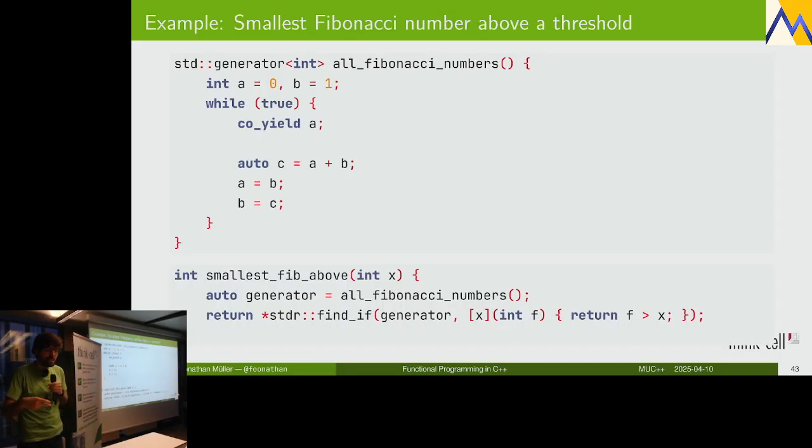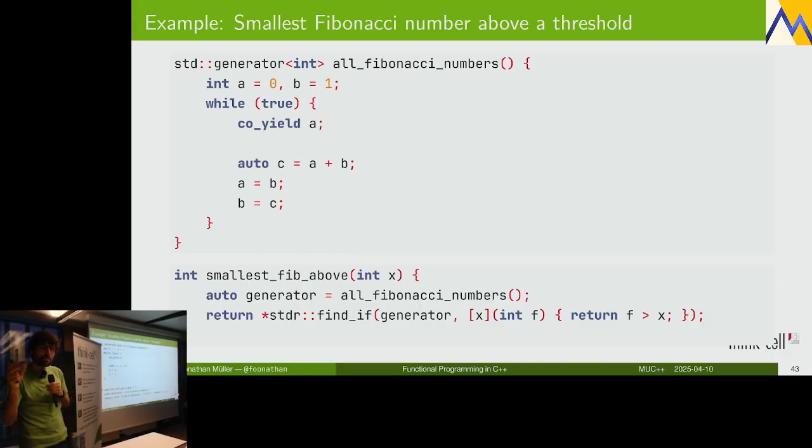All Fibonacci numbers, this is an infinite range. I mean, it's not really an infinite range, because eventually we will have integer overflow, which is undefined behavior, so it's not really an infinite range. But I'm chairing the standard committee group that standardizes std ranges. And a couple of months ago, we had a meeting, and we discovered that this code is actually undefined behavior.